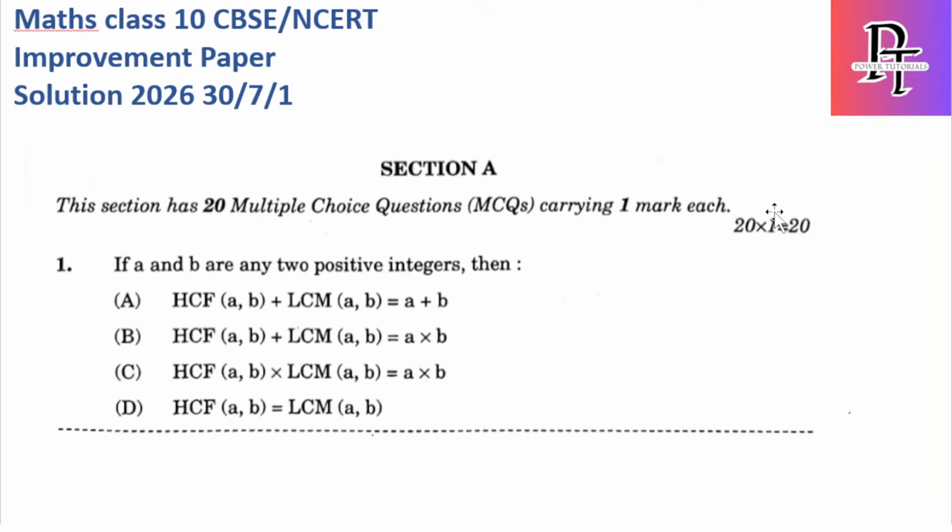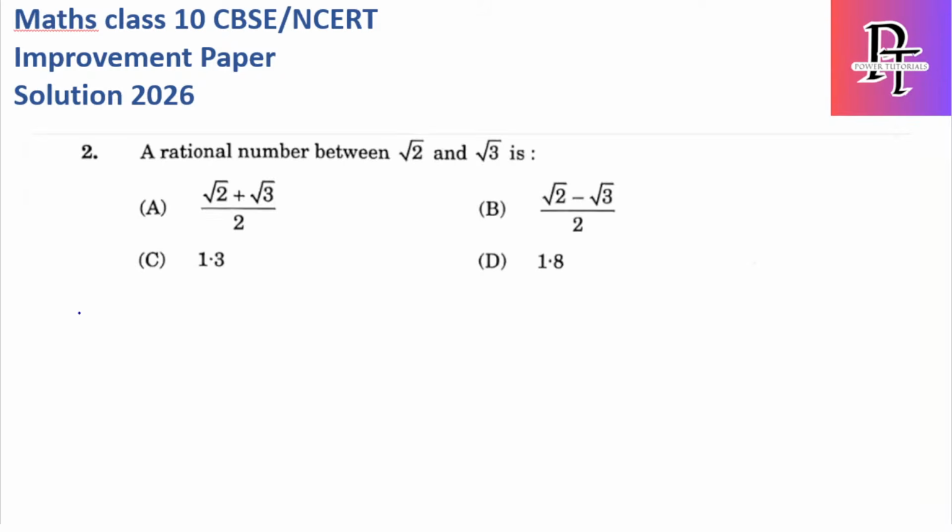If a and b are two positive integers, then what is the HCF and LCM relation with respect to those numbers? This question is most repeated. Simple: HCF into LCM of any two positive numbers is always equal to the product of those two numbers. So the answer is C. The first question is straightforward. Okay, move to the second question.